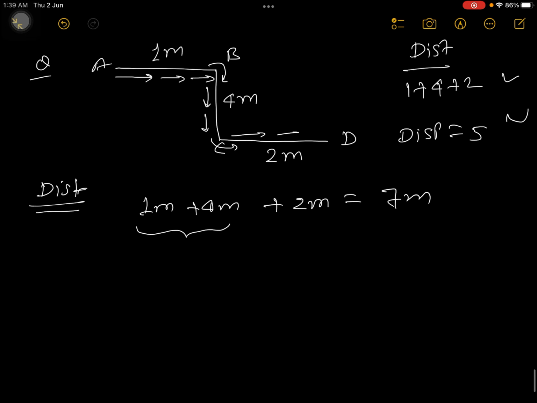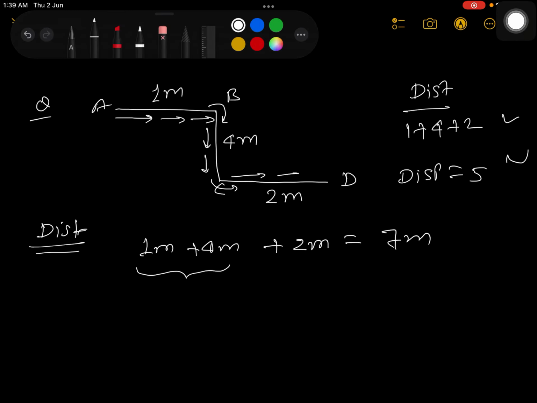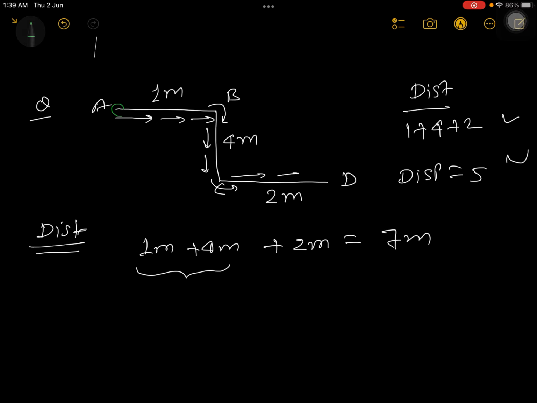Now when you talk about displacement, displacement is that value which starts from A and ends at D. For example, start from A and go to D like this. So you need to calculate this length. If you are calculating this length, meaning AD, that is going to be your displacement. Now how will you calculate AD? How will you calculate AD?